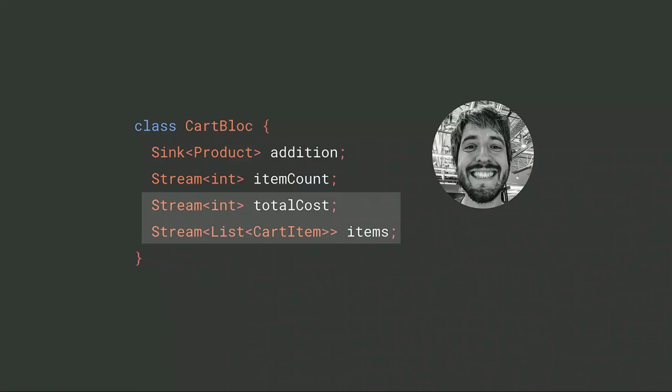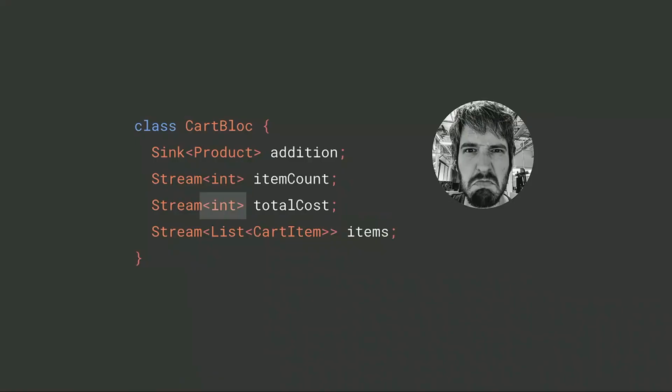So we could add a stream of total cost. So whenever the cost of the cart changes, you probably want to update your user with that. And then you have a stream of list of cart items, which is the items that you want to always update whenever you add something to the cart or remove from it. Right? So that is cool. And again, these are different aspects of our model that we want to show.